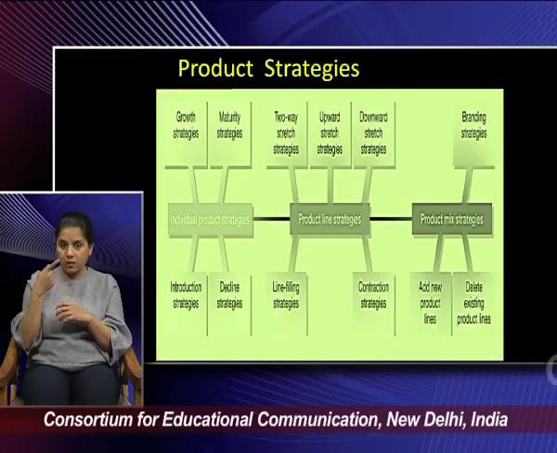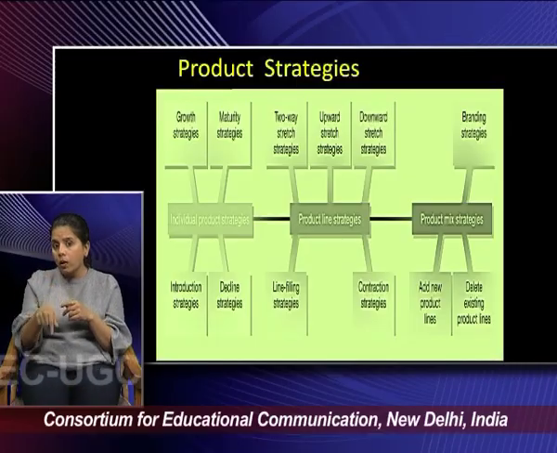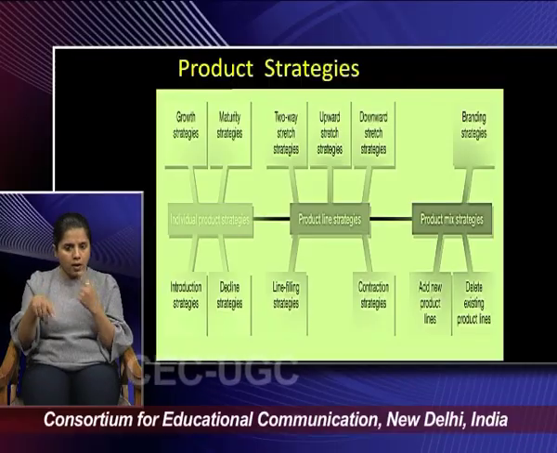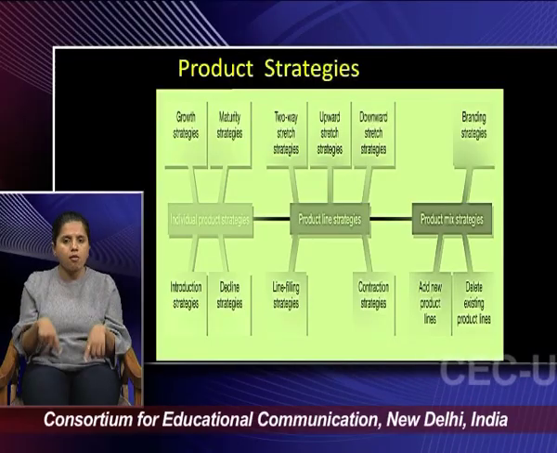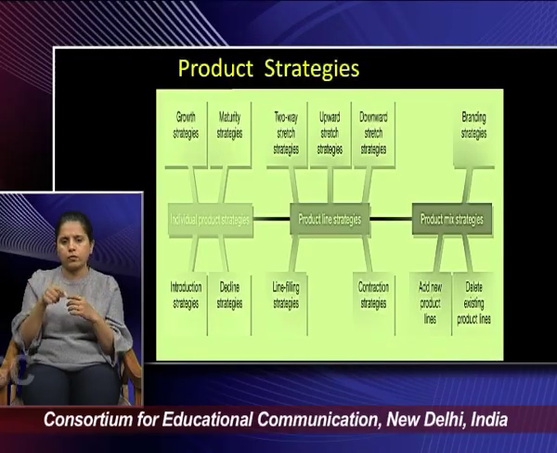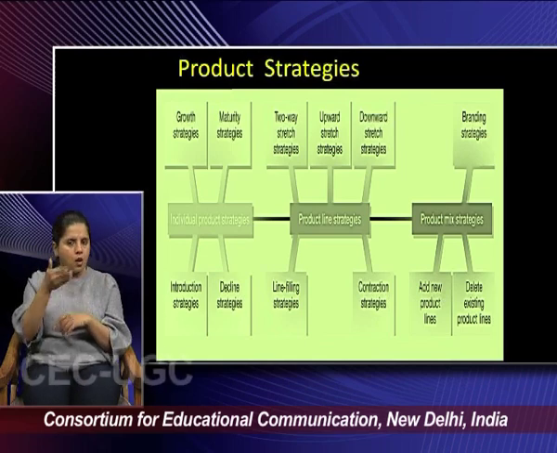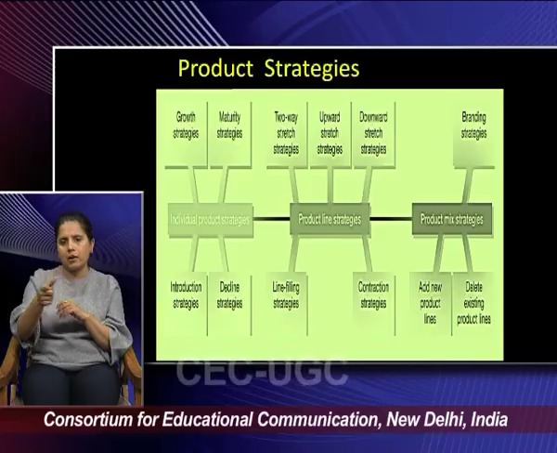If we talk about the individual product level, we first have to understand what PLC is, what the product life cycle is. Just to give you a brief idea here, which I am going to explain in detail a little later, a product life cycle passes through different stages, starting from introduction to growth, then maturity and decline. For all 4 stages, we have different strategies. What are those strategies? I will tell you a little later.